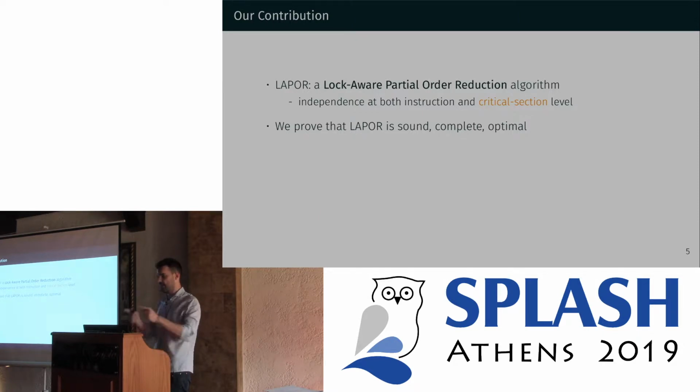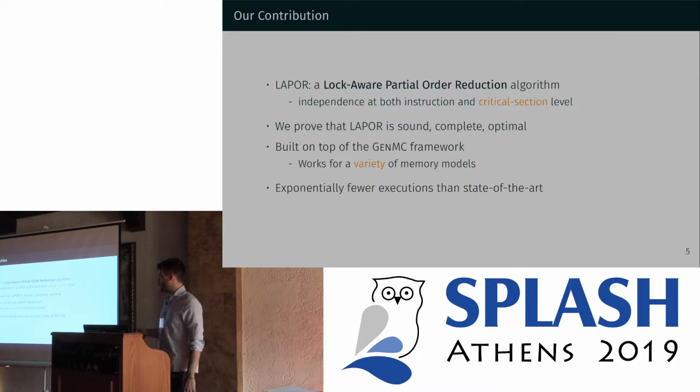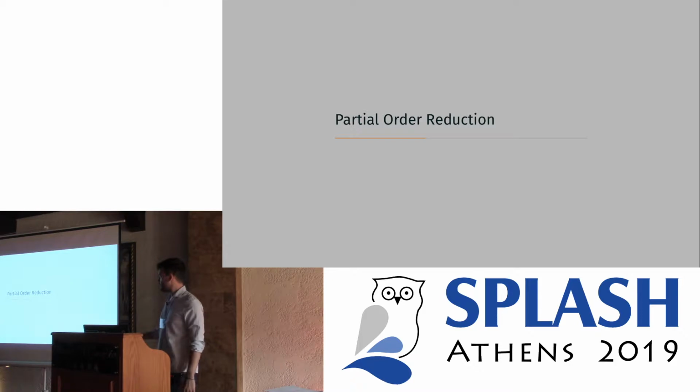So in the case with the n parallel reads before, there's only one equivalence class because all the executions are equivalent. We also built this algorithm on top of the GenMC framework, which is a dynamic partial order reduction framework that works for a variety of different memory models. So this is not just for SC, but also works for any memory model that satisfies a few basic assumptions. And we've also shown that LAPER can explore exponentially fewer executions than state-of-the-art model checkers in both benchmarks with coarse-grained locking schemes and fine-grained locking schemes. And I'm going to show you these results at the end of the talk. So I'm going to first present how partial order reduction roughly works as background, then explain how we improve on that, and then conclude with some results.